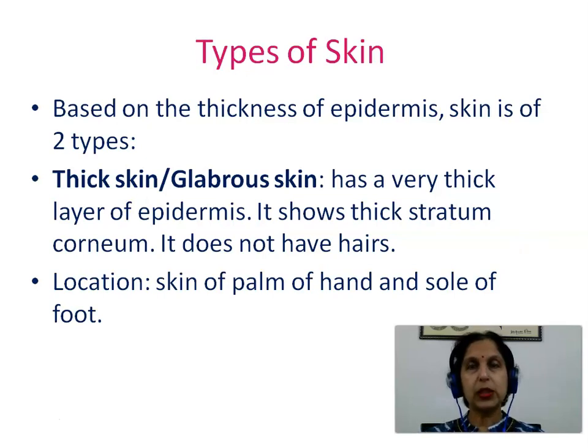Based on the thickness of epidermis, skin is of two types. Thick skin or glabrous skin has a very thick layer of epidermis. It shows thick stratum corneum, which is the outermost layer, and it does not have hairs. And it is located in the skin of palm of the hand and sole of the foot.